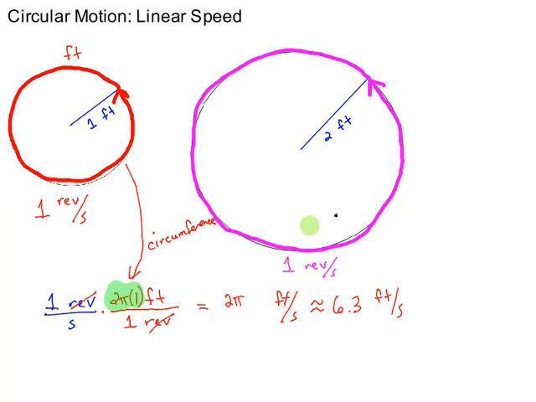Now if you were to do the same thing over here, instead of using 2 times pi times 1 for your circumference, the circumference in this case equals 2 times pi times 2, which of course is 4 pi. So this guy travels a distance that is twice as much as this guy. And we said that earlier, this circle is twice as big, so the distance around is twice as big. So the distance is twice as much.